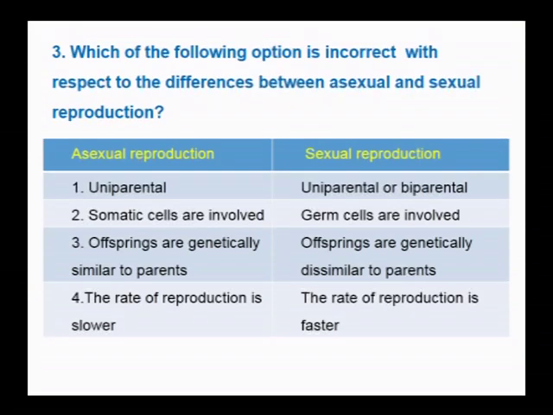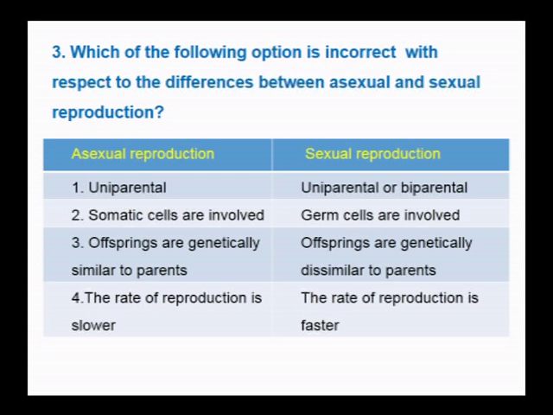Third question. As in 1.1, we study about asexual reproduction. To answer this question, you need to know the differences between asexual and sexual reproduction. Out of these 4 options, one of the options is wrong. So which of the following options is incorrect with respect to the differences between asexual and sexual reproduction?